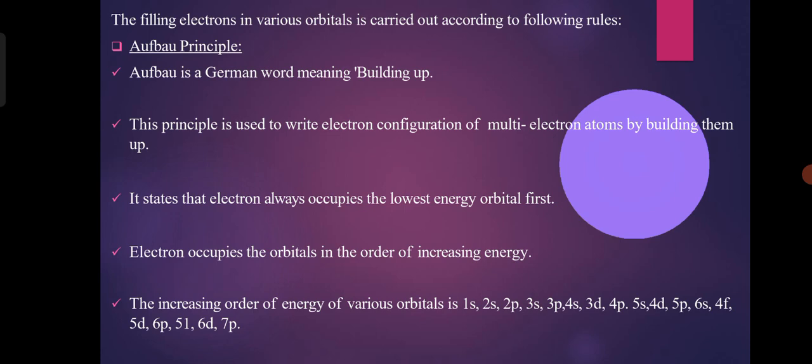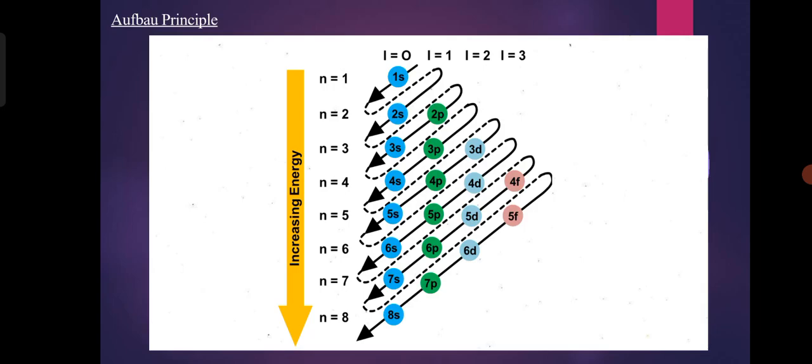When we compare 4s and 3d, according to the n plus l rule, 4s is lower in energy than 3d. So after 3p, the electron goes to the 4s orbital and then to 3d. After 3d, the electron enters 4p, 5s, 4d, 5p, 6s, 4f, 5d, 6p. In this manner, electrons get filled in a multi-electron atom.